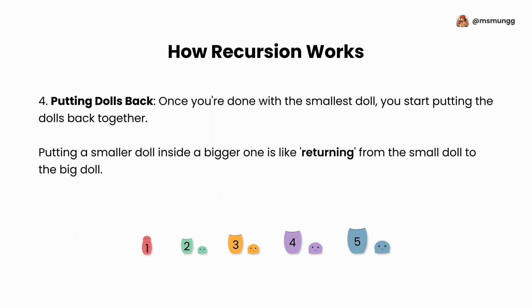4. Putting dolls back. After you finish with the smallest doll, you start putting the dolls back together. Each time you put a smaller doll inside a bigger one, you're returning from the smaller doll to the bigger doll. And that's recursion in action.